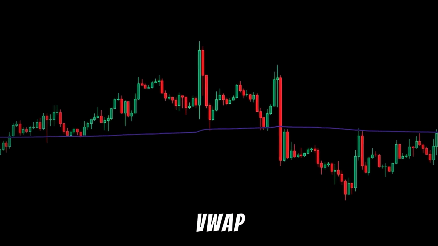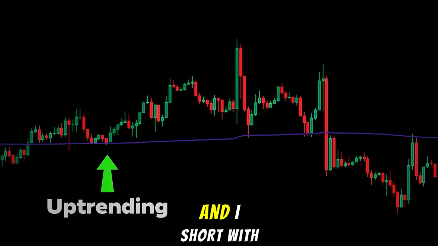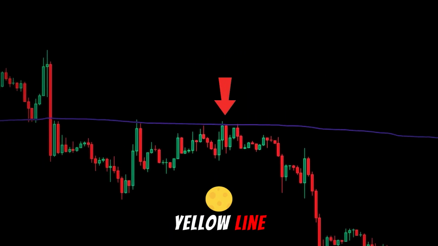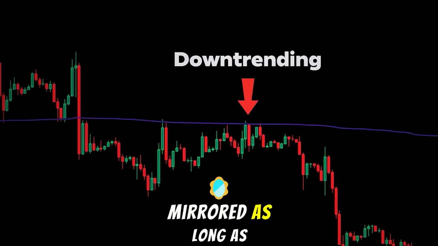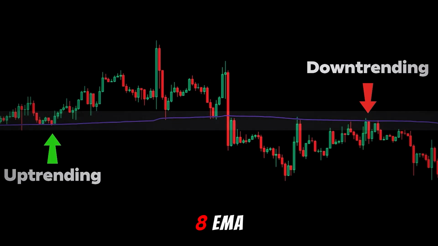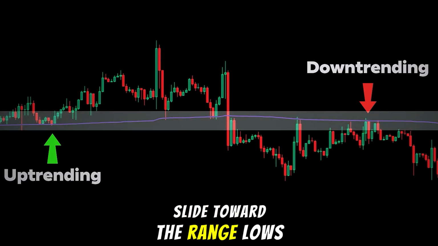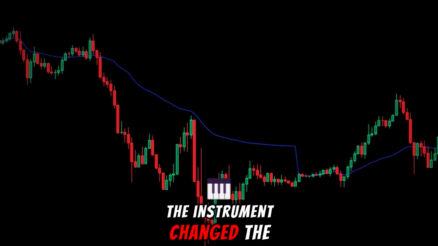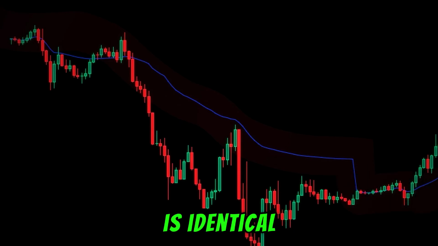Price rallies into VWAP, sellers reject it with a strong 5-minute close back down, and I short with a stop just above the yellow line. From there it's the same trailing logic, mirrored. As long as candles keep closing below the 8 EMA, I stay short and let it slide toward the range lows. The instrument changed, the direction flipped, but the process is identical.